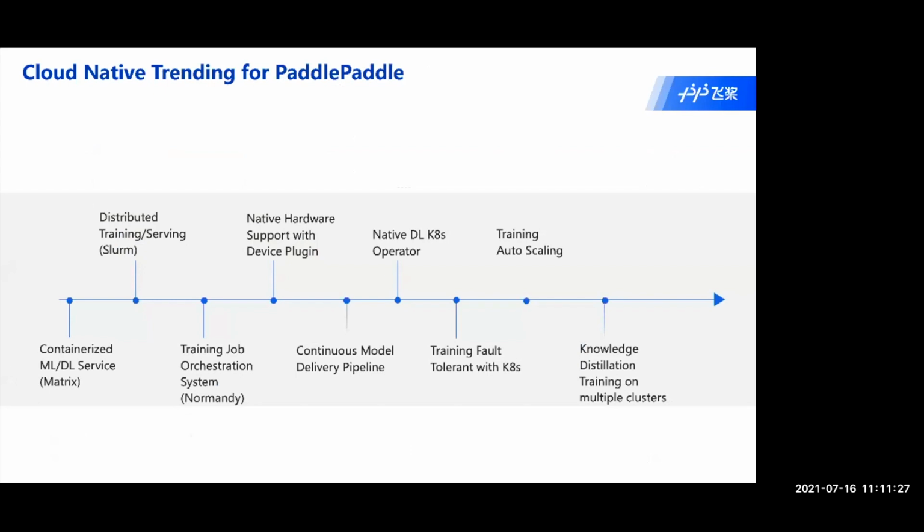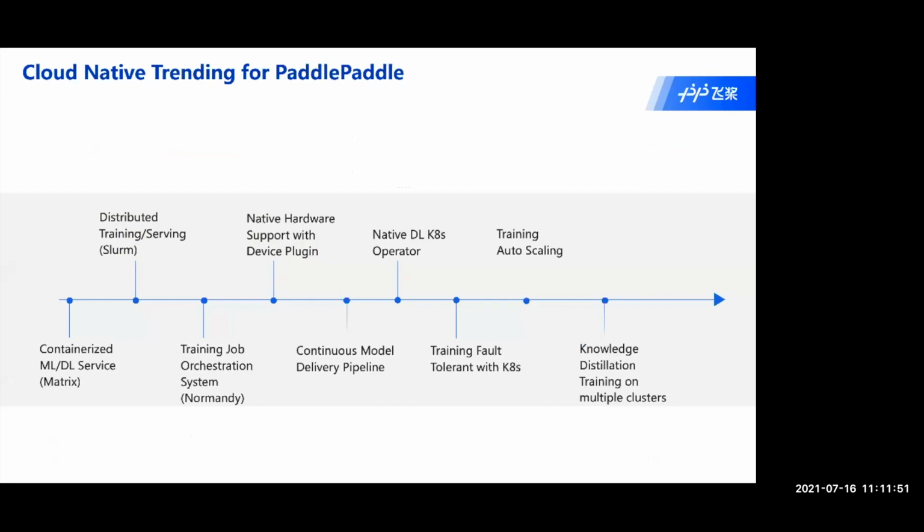In terms of the cloud-native AI system, in 2011, we started using Baidu's self-developed container technology, which is called the Matrix, to containerize the training job. And then we used the Slurm framework to support distributed training. And then Baidu developed the online and offline hybrid scheduling system, which is called the Normandy, to maximize the cluster utilization.